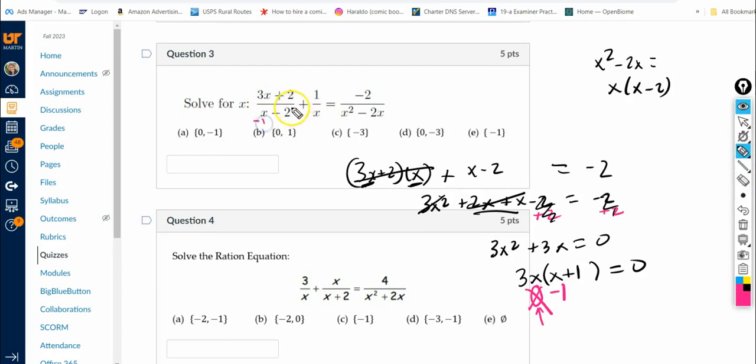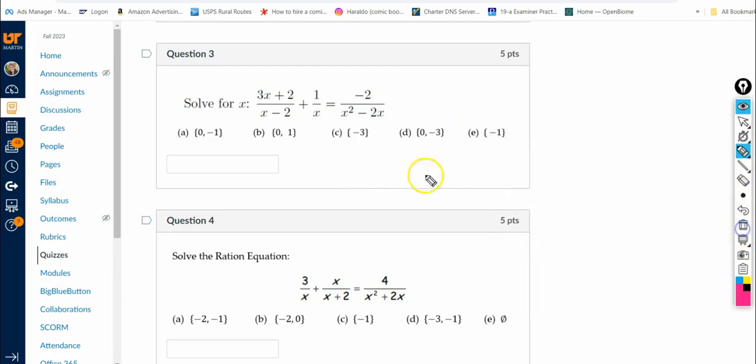If x is -1, that becomes -3, which is good. That becomes -1, which is fine. That becomes -1 squared minus 2 times -1, which will be 1 plus 2, which is +3. So we don't get 0 on the bottom anywhere if x is -1. So I had to reject 0, but -1 is my answer, and we can see that that will be E. I'm going to come over here and type in E.